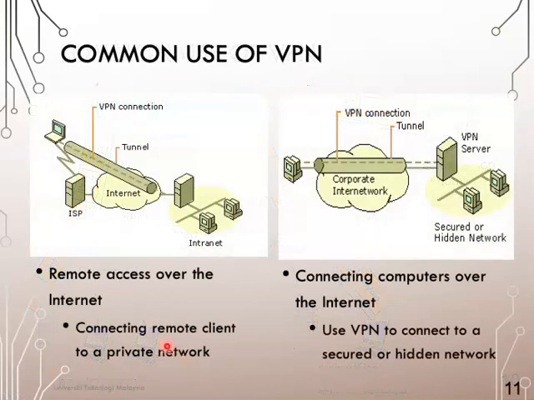Another common use of VPN is remote access over the internet, to connect a remote client to a private network. For example, if I want to access some of the websites that are available within the UTM intranet, I have to use the VPN. The same goes for you as students when you want to access certain UTM websites that require VPN. Another example is to connect computers over the internet, using VPN to connect to a secured or hidden network. This is a common use of VPN.